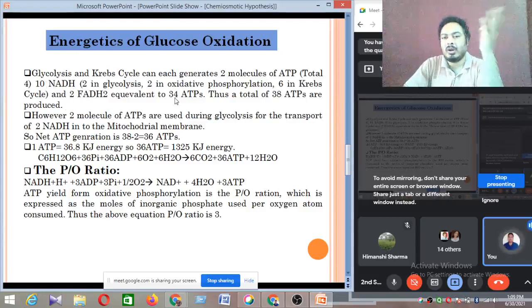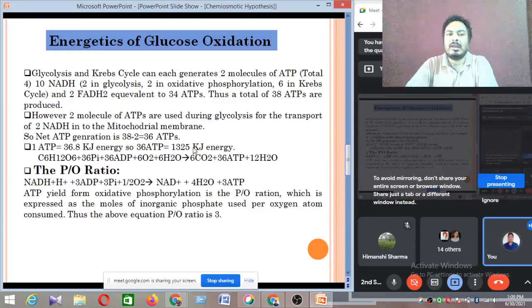Okay, and already they produced the 4. So 4 plus 34, a total of 38 ATP molecules are produced from each glucose oxidation. The 4 are already produced in glycolysis and the Krebs cycle, 2 plus 2. They produce the 10 NADHs and 2 FADH2. From these 10 NADHs and 2 FADH2, they produce a total of 34 ATP molecules. So 34 plus 4, a total of 38 ATP molecules.